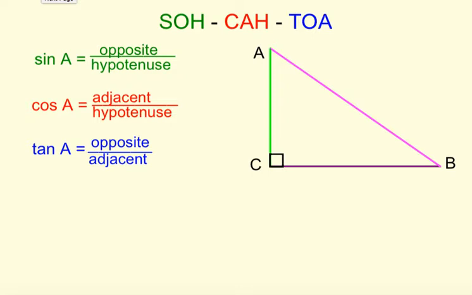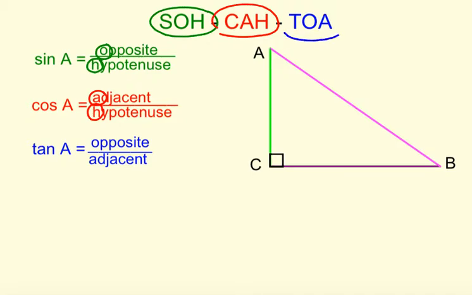Sine, the way you remember sine is SOH, which is opposite over hypotenuse. There's where the O and the H come from. Cosine, the way you remember that is CAH, adjacent over hypotenuse, so the A and the H in the beginning. And then tangent, the way you remember that trig function is TOA, and that is opposite over adjacent.